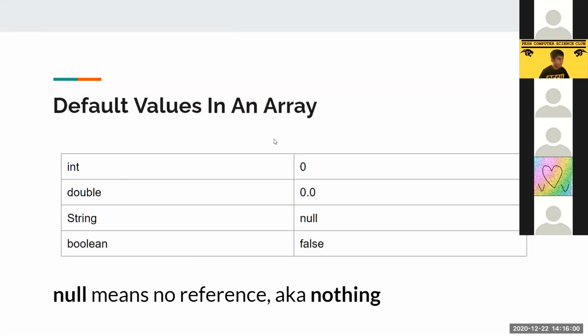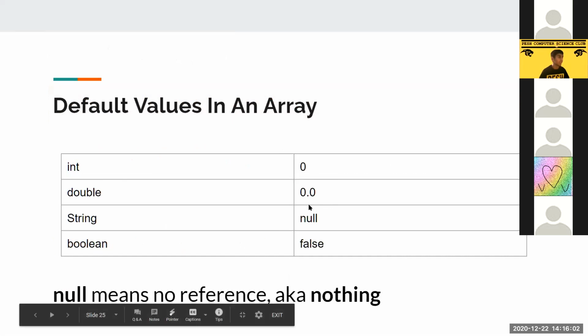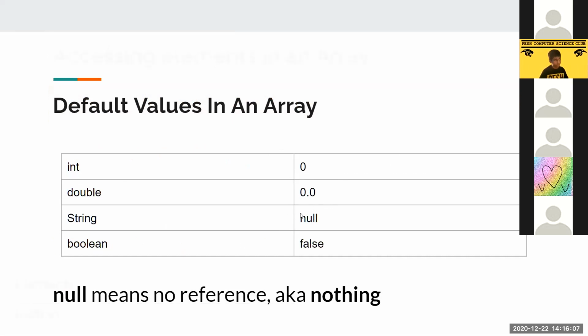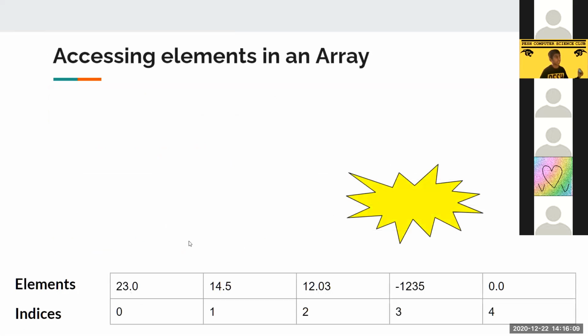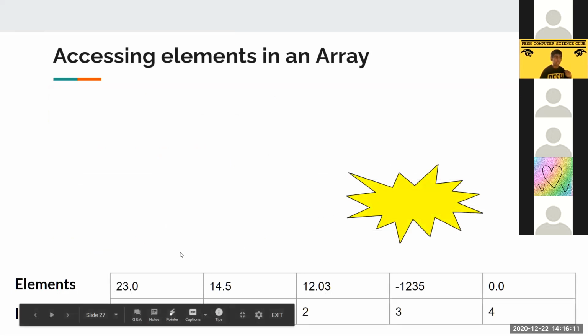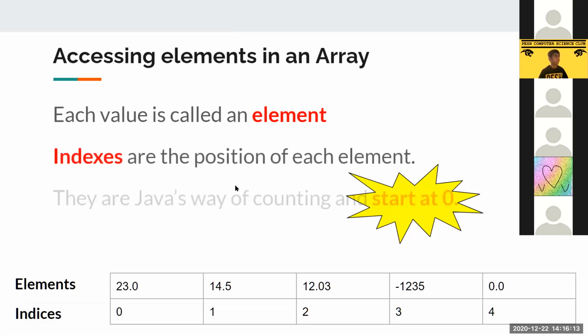So to recap, these are the default values. Remember, null means no reference, also nothing, like literally nothing. And remember that to access an element in an array, we would call the index. And remember, Java starts counting at 0.